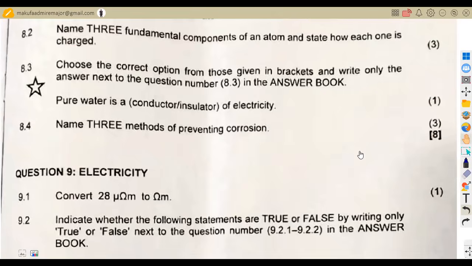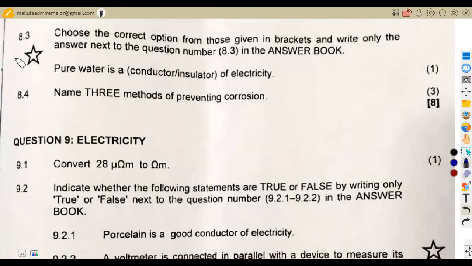All right, so let's move on to the other parts. 8.3, we were given brackets to choose the correct option from and write only the answer. So pure water is what of electricity? Is it an insulator or a conductor? If you talk of pure water, it's referred to as an insulator. Though the water that we use, don't play around with it, pure water is actually an insulator.